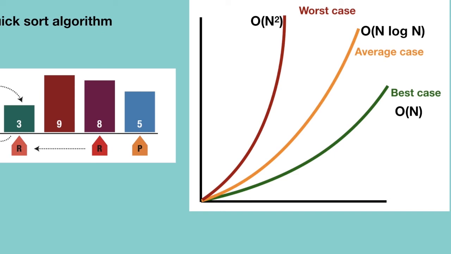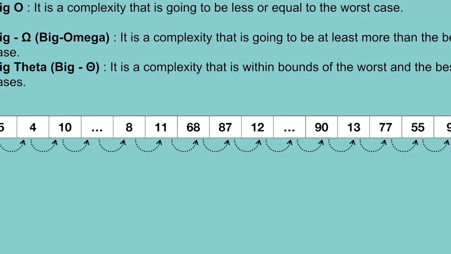Now to express different scenarios of an algorithm, there are three different big O notations. The first one is big O. It's a complexity that is going to be less than or equal to the worst case. For example, if we want to sort 1000 numbers, big O measures the maximum time we need for this sorting. Let's say we need maximum 10 seconds to execute this algorithm. This means that the execution will never exceed 10 seconds. It can be 8 or 9 seconds, but it will never be more than 10 seconds in case of big O notation.